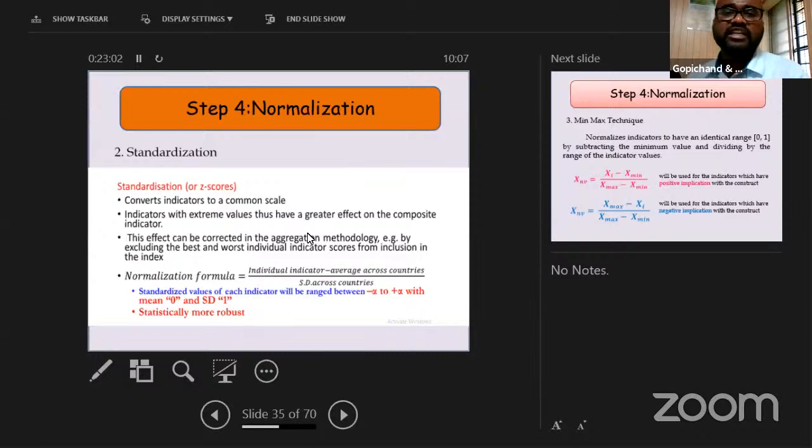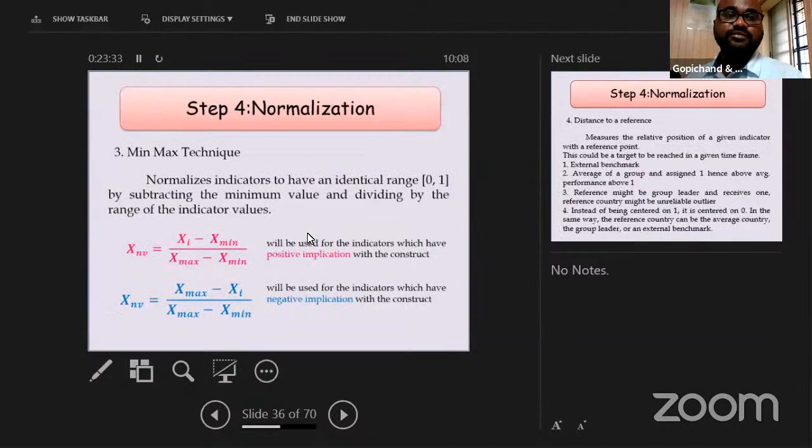Coming to the second normalization technique, standardization. Its main purpose is to give mean 0 and standard deviation 1. Extreme values will affect this type of standardization. In aggregation methods, we can overcome it by removing both the extreme ends. We can normalize in that way. This standardization method is also called z-scores.